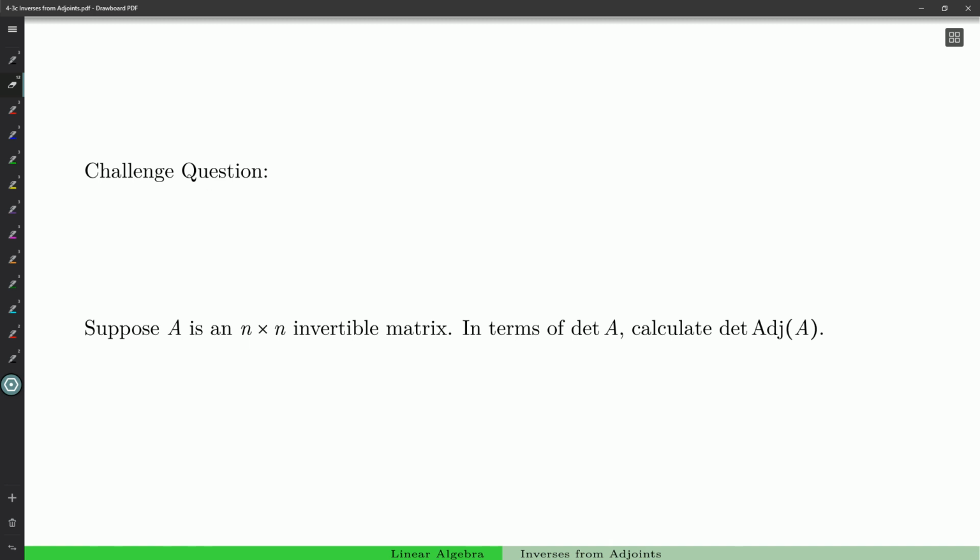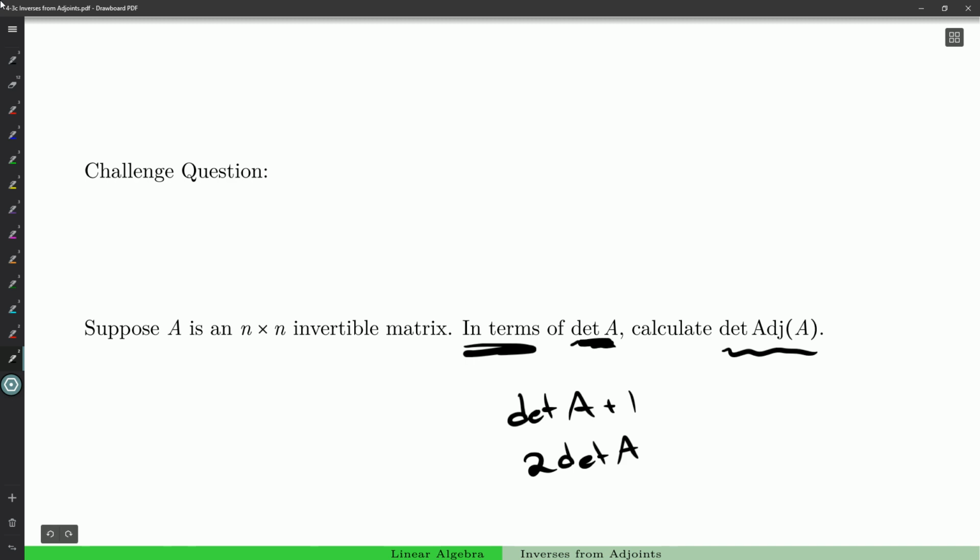Suppose A is an n by n invertible matrix. In terms of the determinant of A, calculate the determinant of the adjoint of A. Now, what we mean by "in terms of": we might eventually find that the determinant of the adjoint is always one more than the determinant of A. Or maybe it's always twice the determinant of A. So we're asking for "in terms of", what we want is a formula.